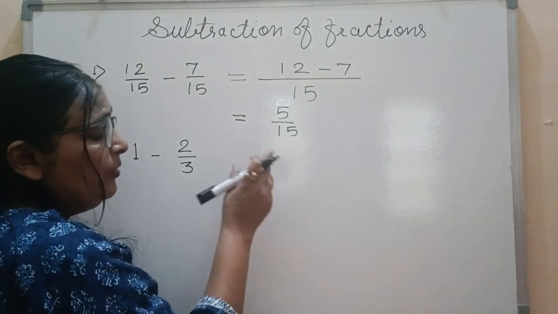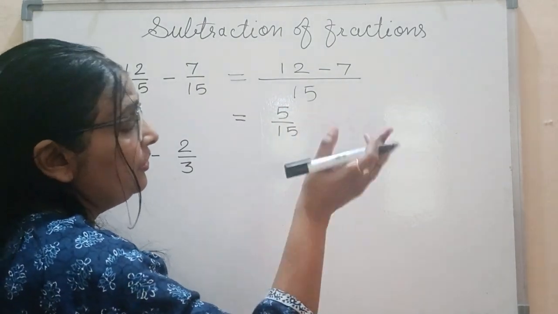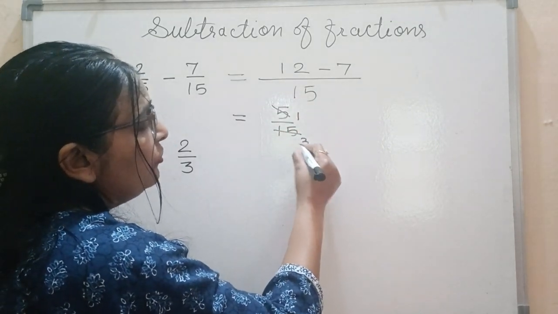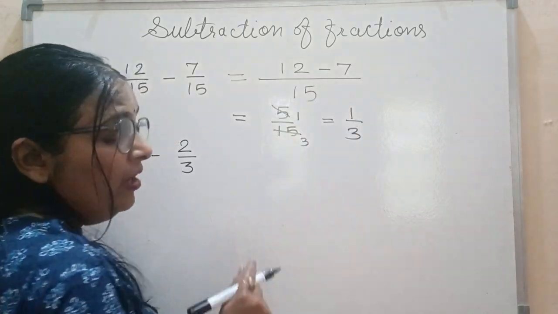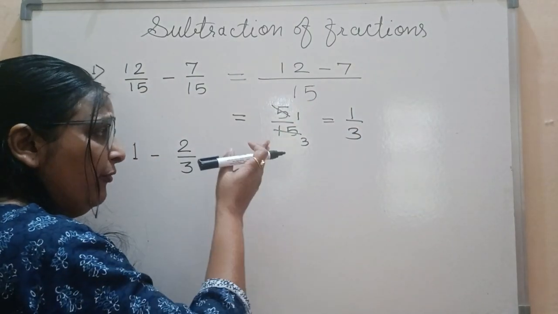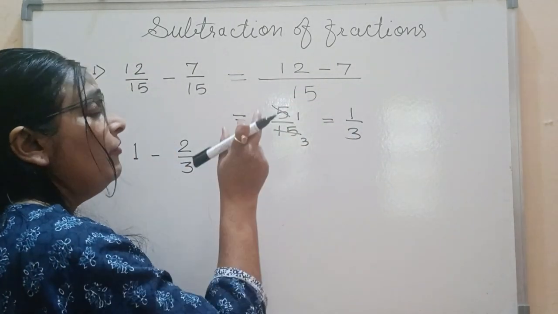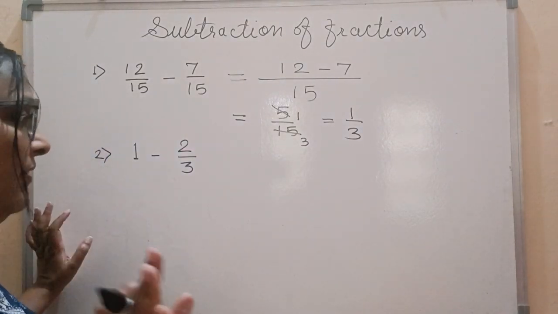Now 5 and 15 both are lying in the 5's table, so you can reduce it into the simplest form. 5 ones are 5, 5 threes are 15. So here 1 by 3 is your answer. If you can reduce it into the simplest form, then only you reduce, otherwise whatever fraction you get will be your answer.